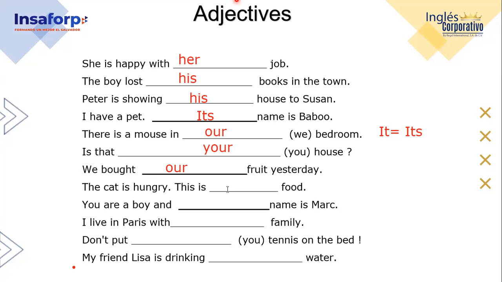The cat is hungry. This is it's. Okay, thank you. It's, yes, you're right. Thank you so much. The cat is hungry. This is its food. You are a boy and your name is Mark. Thank you. You are a boy and your name is Mark. I live in Paris with my family. My. Don't put your tennis on the bed. Your. ¿Cuántas veces le dijo eso su mamá? Don't put your tennis on the bed. Don't put your. No ponga sus zapatos sobre la mesa.